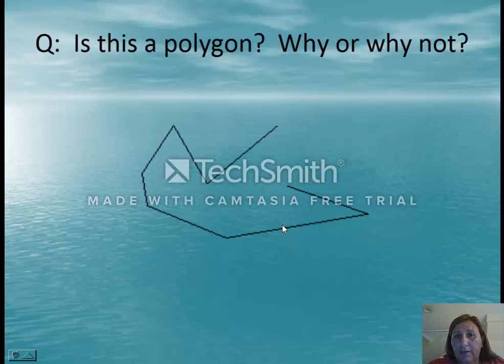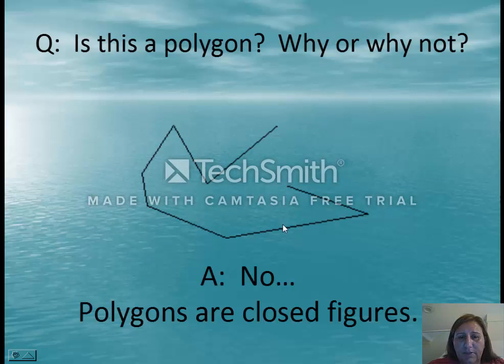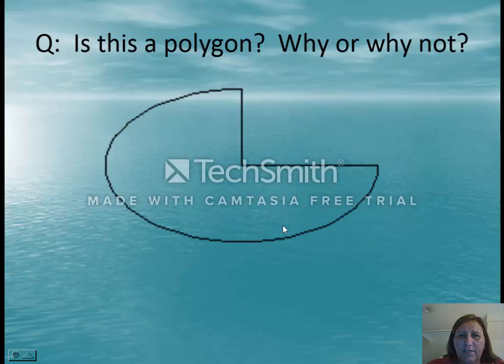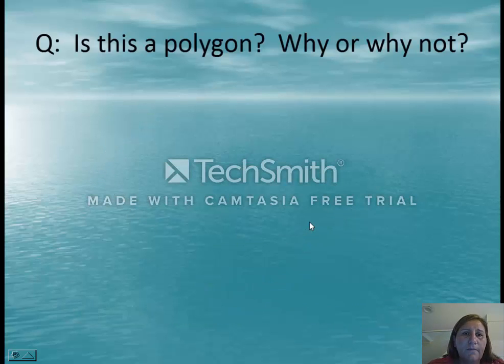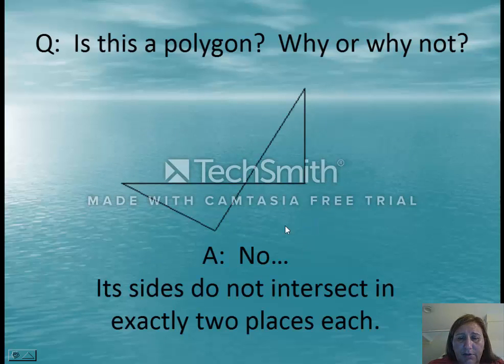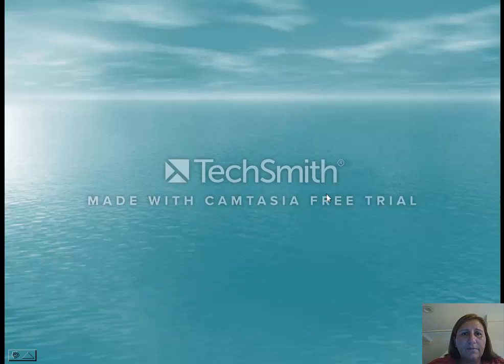So could this be a polygon? No, it is not a polygon because polygons are closed figures. How about this one? Is this a polygon? This is not a polygon because this is not a side. This is a curve. So therefore, it's not a polygon. Is this a polygon? This is not a polygon either because this point of intersection actually connects this side, and this side, and this side. So that doesn't count as a polygon.